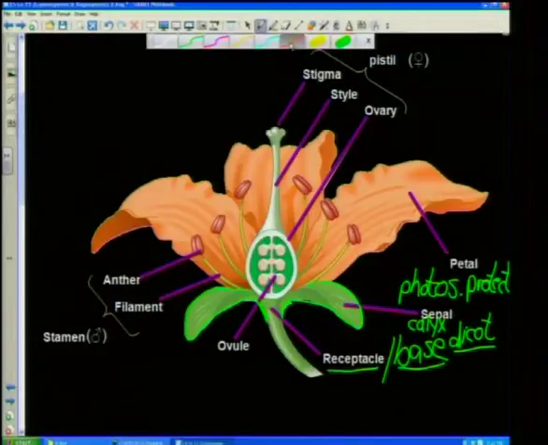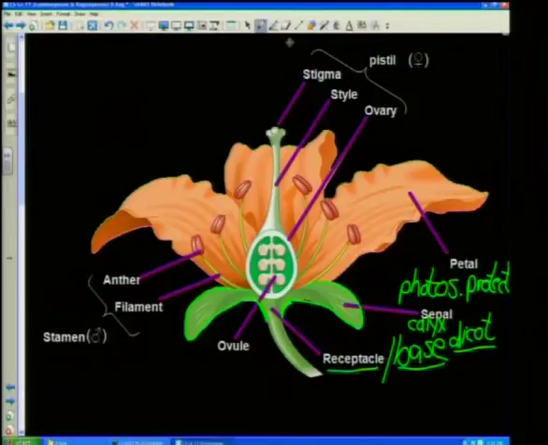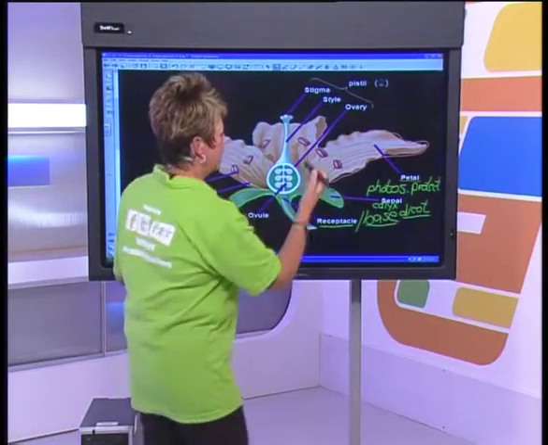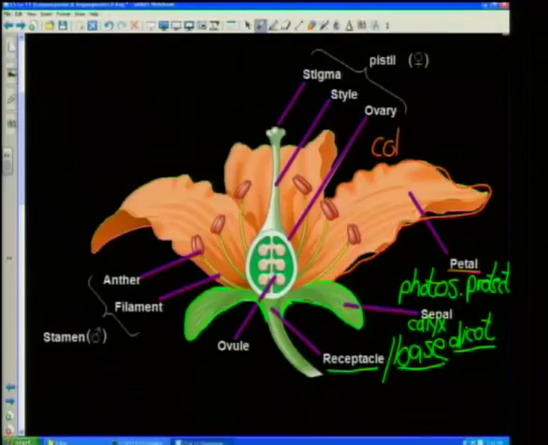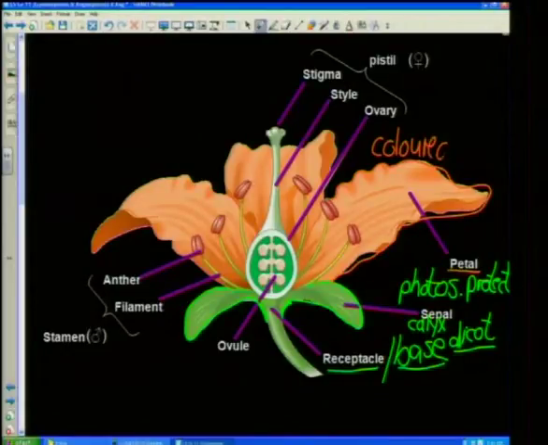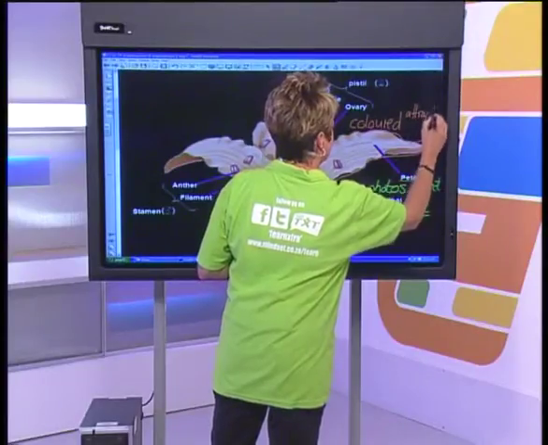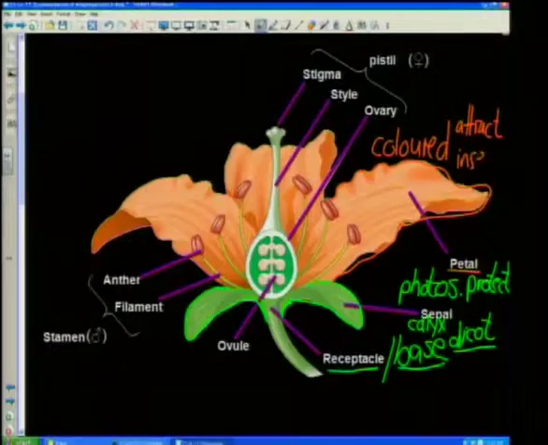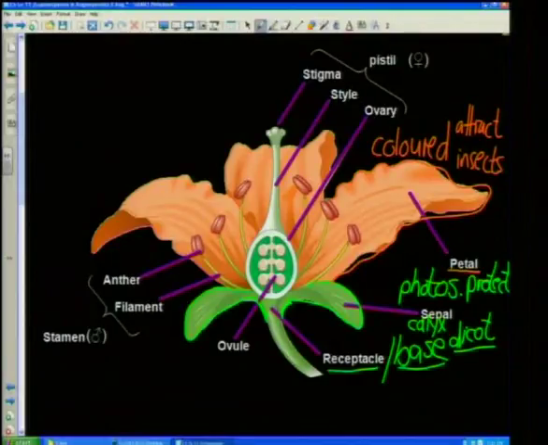Right, let's get to the beautiful colored part, and that is known as the petal. All the petals together, 4 or 5 in a dicot, 3 or 6 in a monocot flower, that is the color. Beautiful colored petals. What's the function of that? Is to, yes, attract insects. Insects or birds and bees.